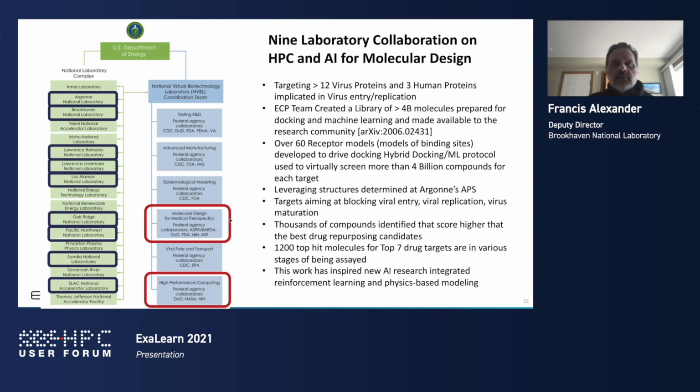As part of that, 9 of the 17 DOE laboratories got together: Argonne, Brookhaven, Berkeley, Livermore, Los Alamos, Oak Ridge, Pacific Northwest, Sandia, and SLAC, for a project within the NVBL on high-performance computing and AI for molecular design. There was a significant investment in that, both formally through the National Virtual Biotechnology Lab, but also 4 of the exascale projects were offered the opportunity, and we took them up on that to at least pivot temporarily to some work for COVID.